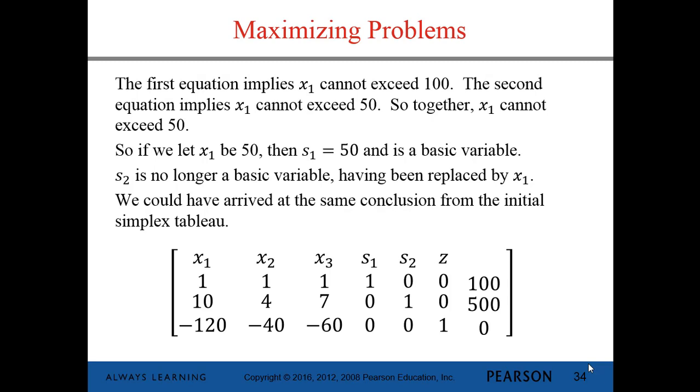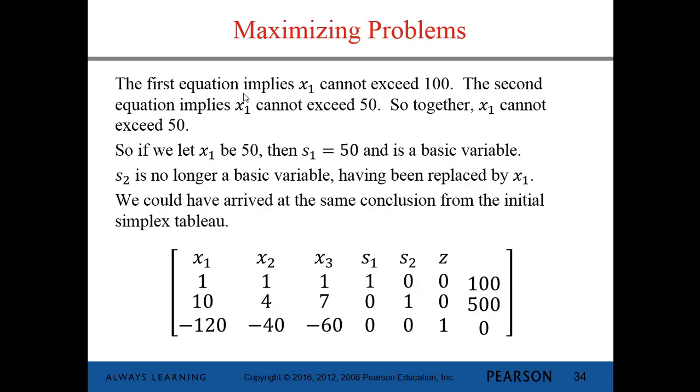Okay, so now the first equation implies that x1 cannot exceed 100, and the second equation implies that x1 cannot exceed 50, because we have to divide by 10 on both sides. Both of them have to hold, so we have to take the smallest one. So x1 cannot exceed 50.